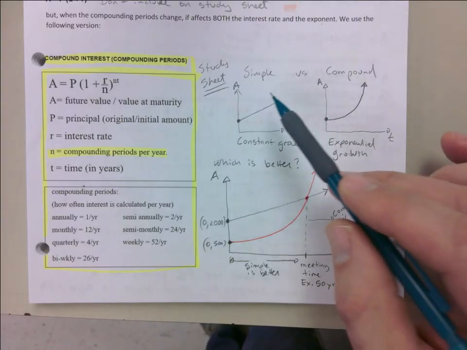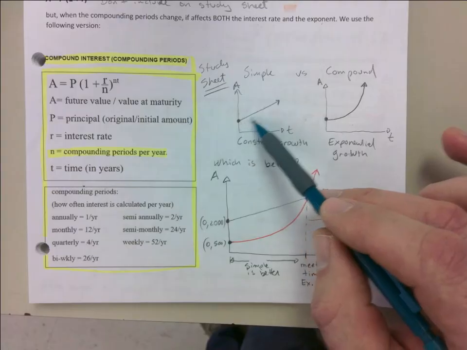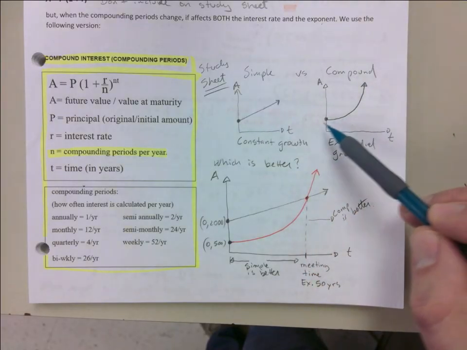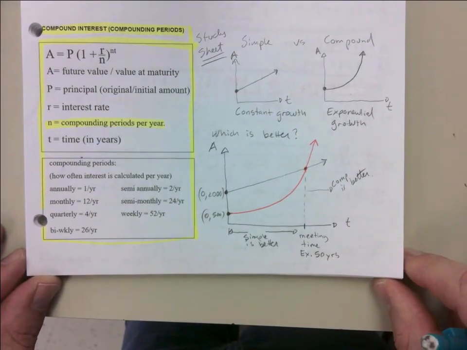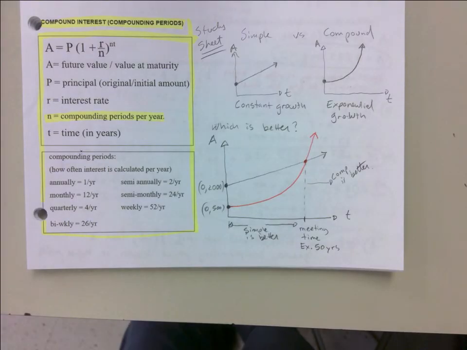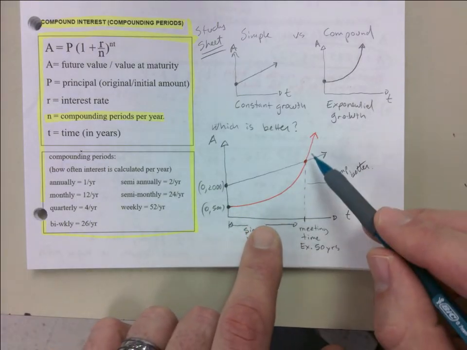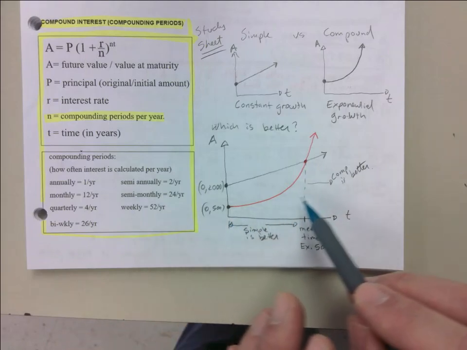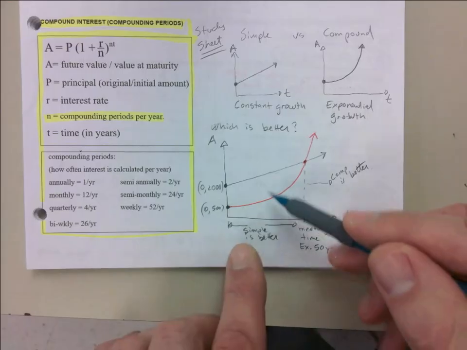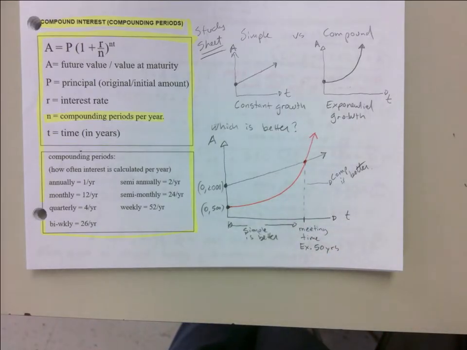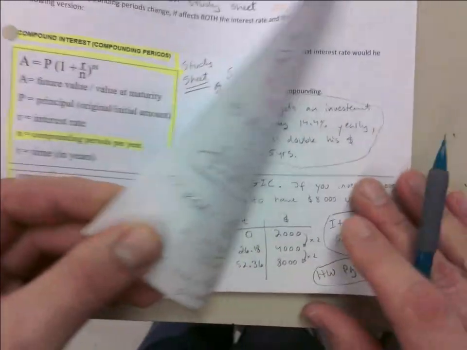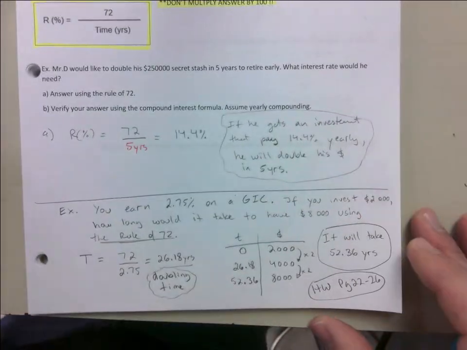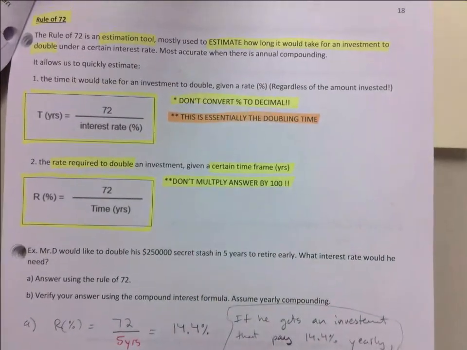And we talked about the differences between simple and compound. Simple is linear. Compound is exponential. Is exponential always better? Not necessarily, right? You would have to graph it or maybe do the math to see which one will hold more money in the account at the end of the day. That's where you land, okay? Keep going. We went to page 18, and we talked about the rule of 72.